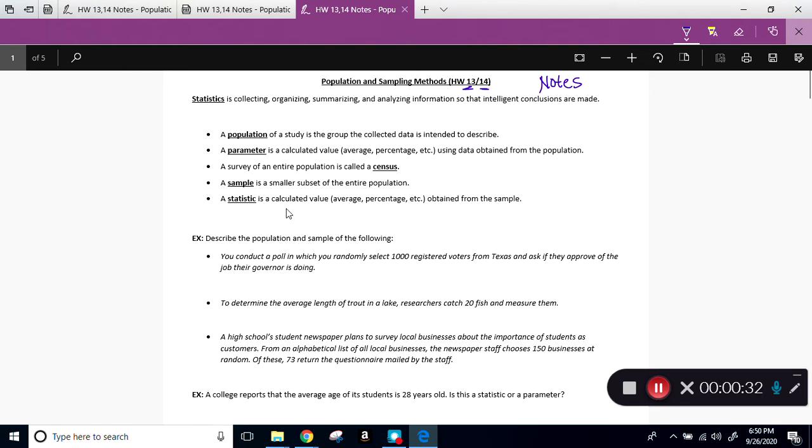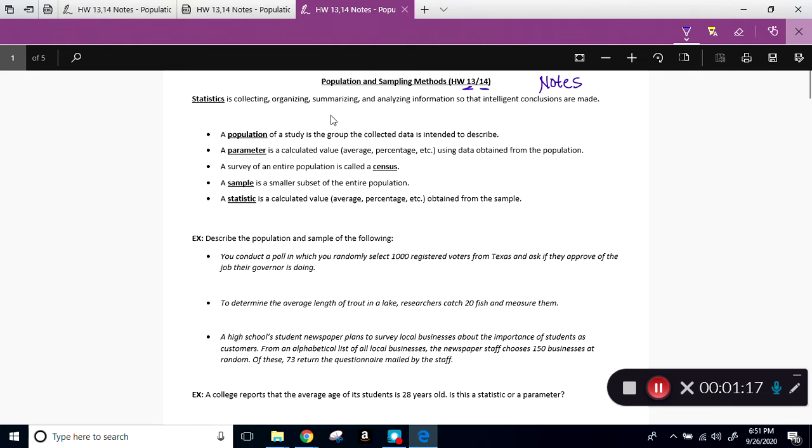Okay, so we're talking about statistics. It's collecting, organizing, summarizing, and analyzing information so that intelligent conclusions are made. So it's taking a bunch of data or maybe a bunch of numbers or other things and arranging it to where you can analyze it and use it for something. Now, a statistic can be just one value. So statistics can be talking about a whole field, a way of analyzing information and summarizing all that. And a statistic can also be just one calculated value.